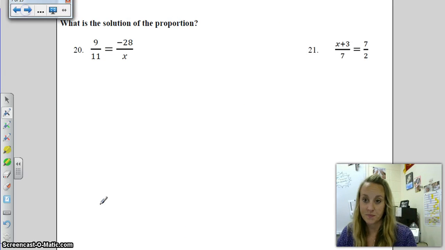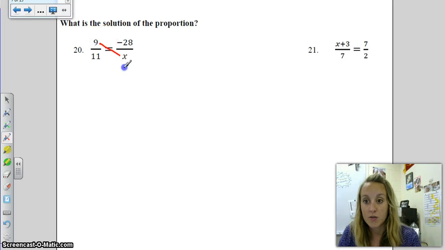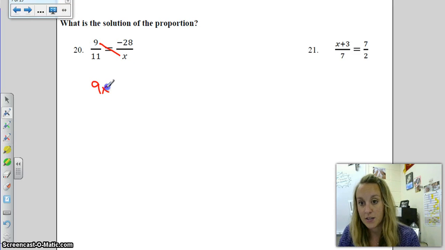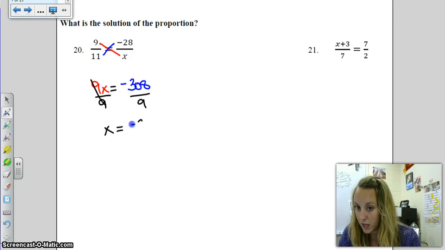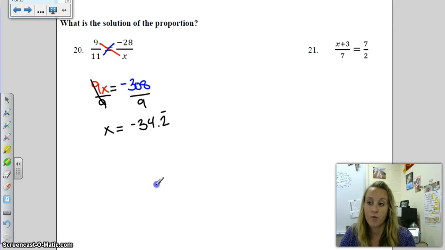Rock on. Okay. Here are proportions. Love proportions. I think we've been doing really well with these. So here you just cross multiply. So 9 times x, 9x. Set that equal to negative 28 times 11 is negative 308. So here we just have to divide both sides by 9. And this is a repeating decimal answer. So your answer could either be negative 34.2 repeating or just negative 34.2. Doesn't matter which one you choose.